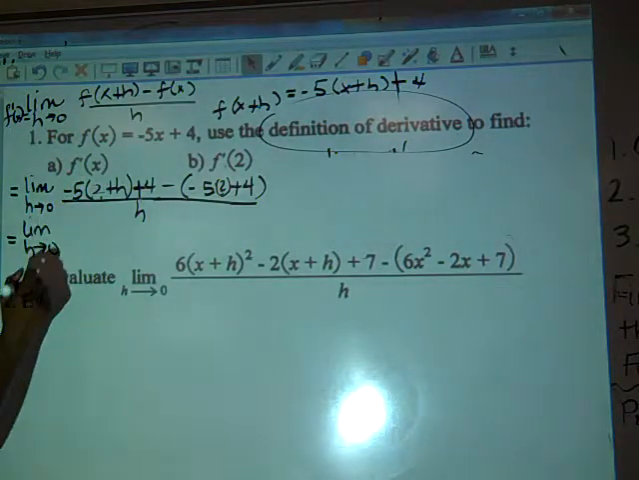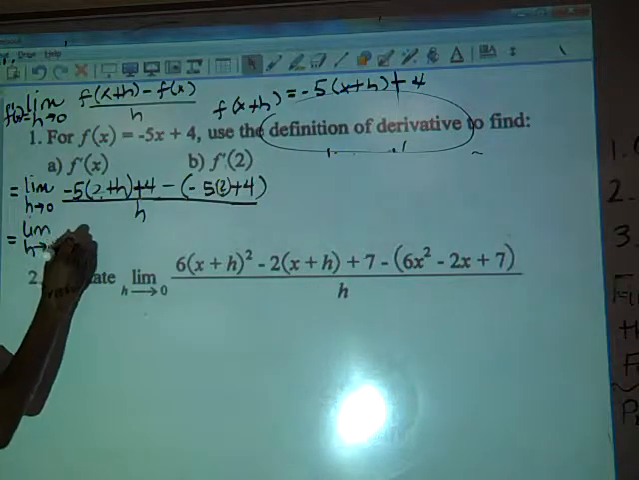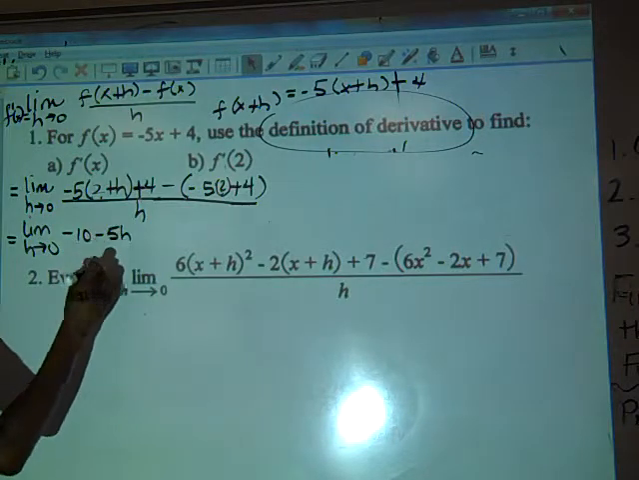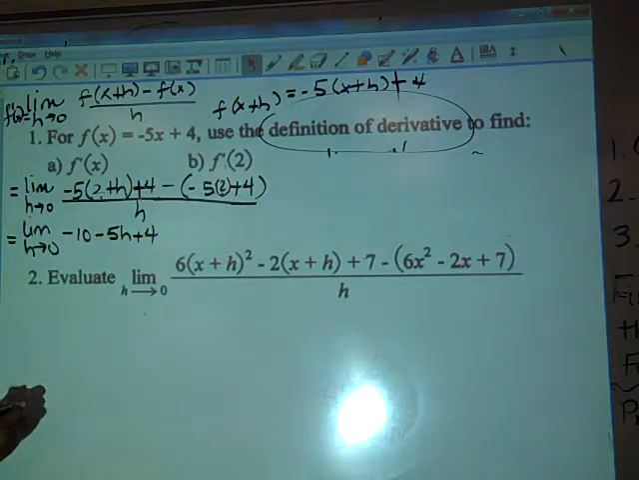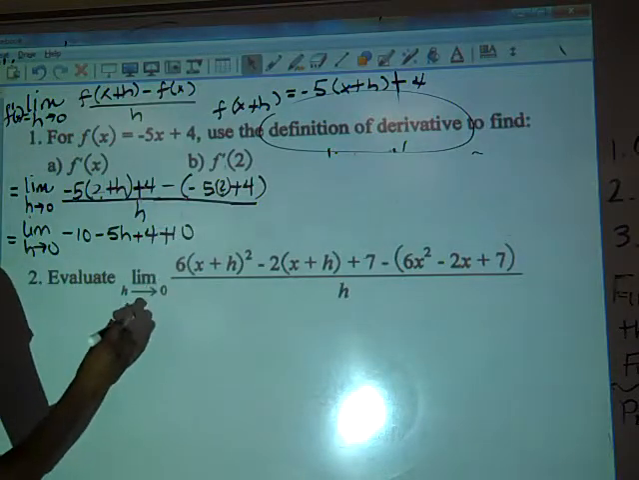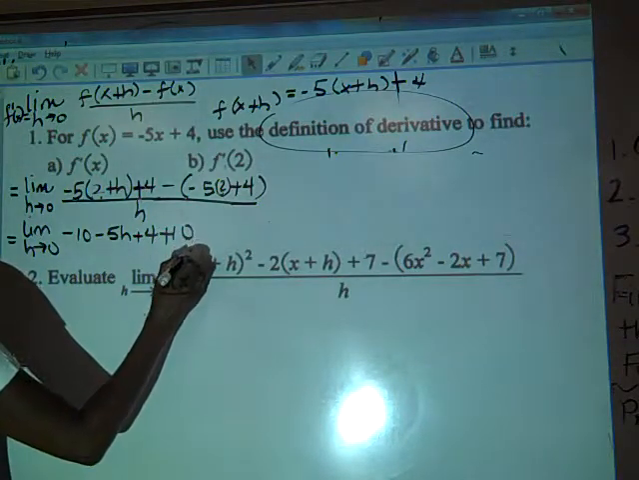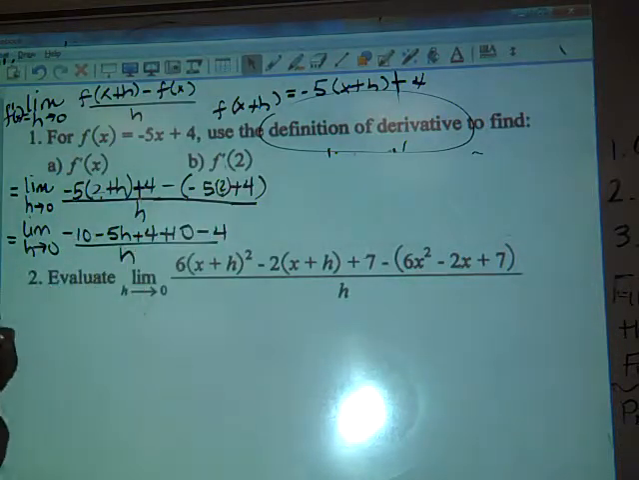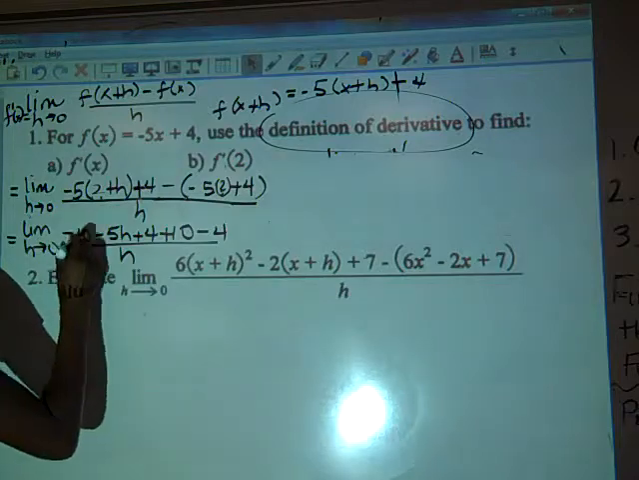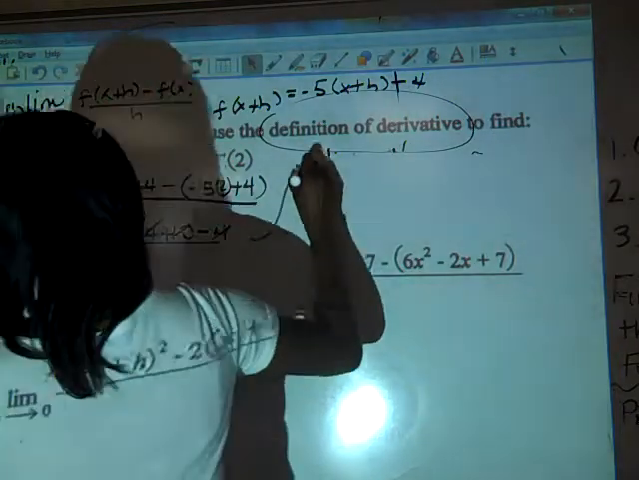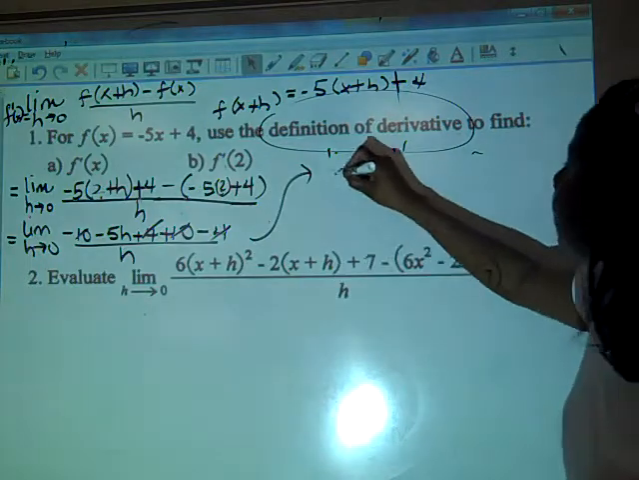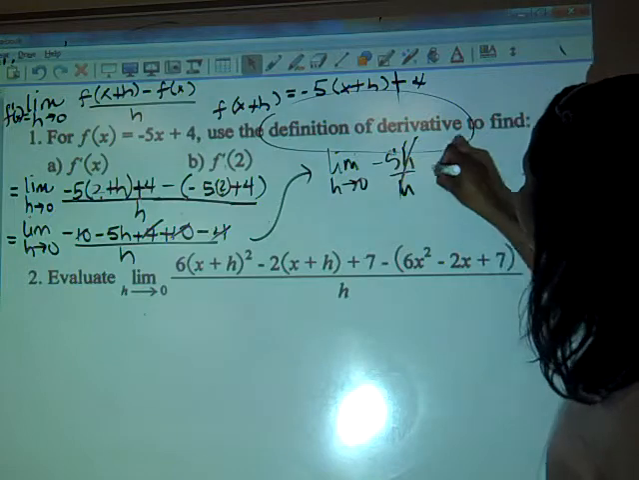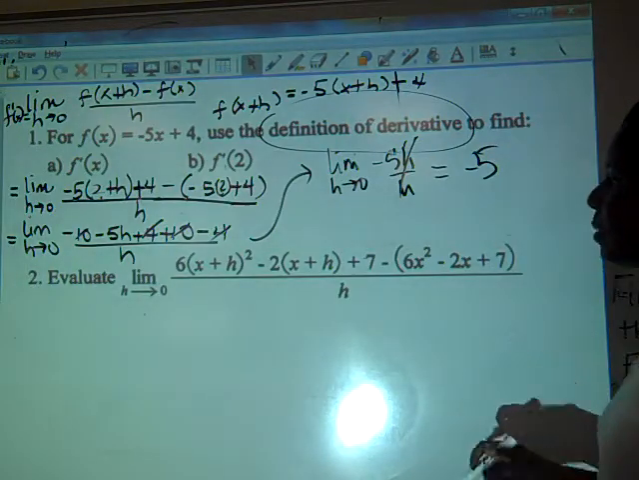So what do I get here when we distribute? Negative 10 minus 5h plus 4, minus negative 10 plus 4, all over h. What goes away? Negative 10 and 4 and negative 10. So basically I could have left the thing I had up here: the limit as h goes to 0 of negative 5h over h. And we expect that to be the answer.